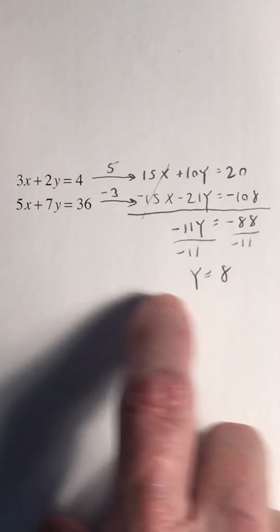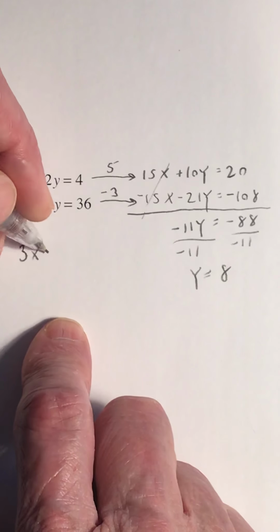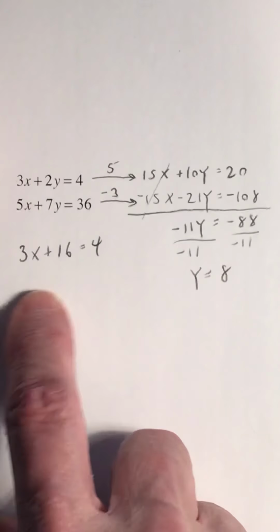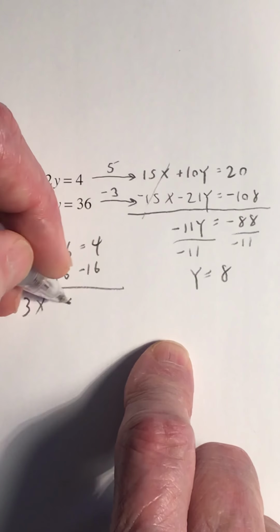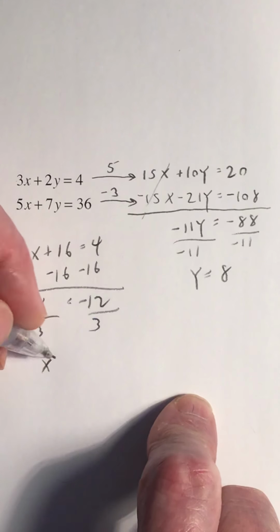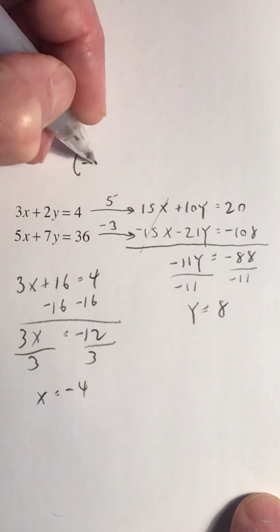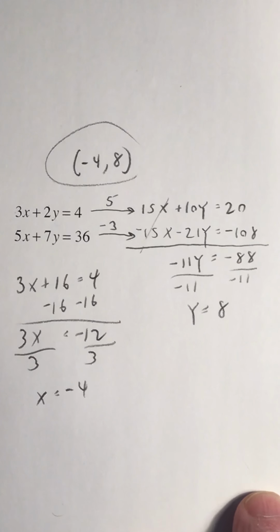And I think you know what we're going to do next. I'm going to put in an 8. I like that top equation for doing that. 3x plus 2 times 8 is 16. Take away 16 from both sides, and then we have 3x equals negative 12. And divide by 3, and we have x equals negative 4. So the solution here is negative 4 for x, 8 for y. Okay. And then the third page, I'll do that on a separate video.